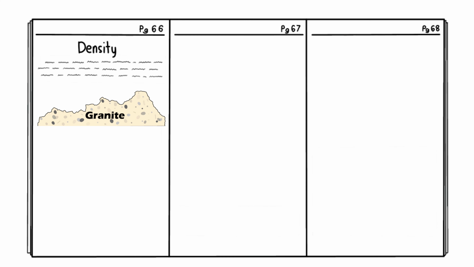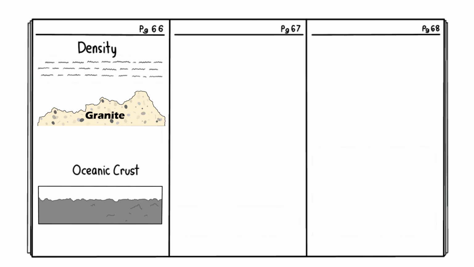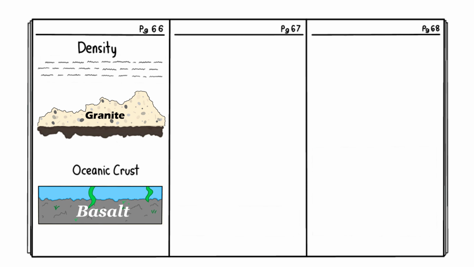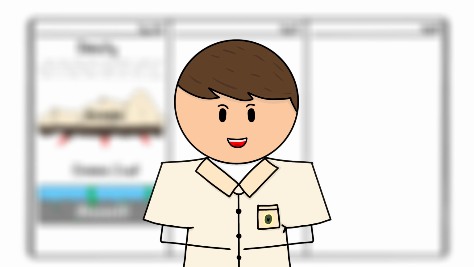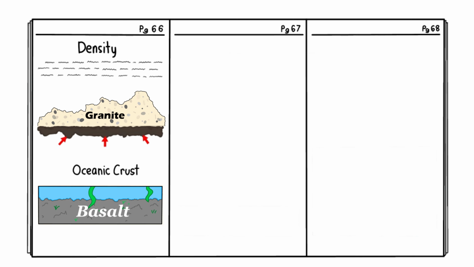Density. Continental crust is made of granite, which is light, while oceanic crust is made of basalt, which is heavier. Because continental crust is lighter, it floats higher on the semi-molten mantle below it, just like a piece of wood floats higher than a rock in water. This floating balance is called isostasy.